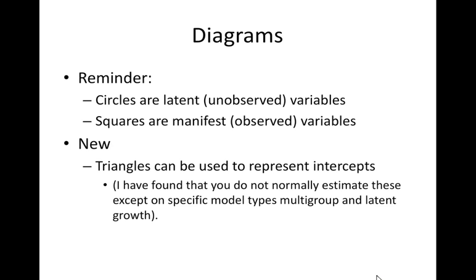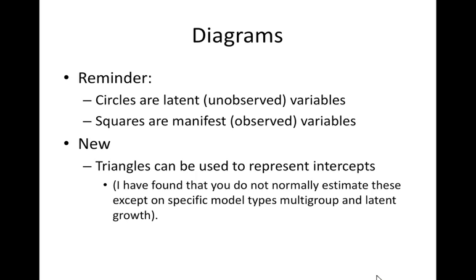All right. So just a reminder about diagrams. So circles are latent or unobserved variables. We're going to leave those out right now. Squares are manifest or observed variables. And then something new in this chapter is triangles. Often people use triangles in their diagram to represent an intercept. It is part of a square or circle, but those specifically have to be turned on.